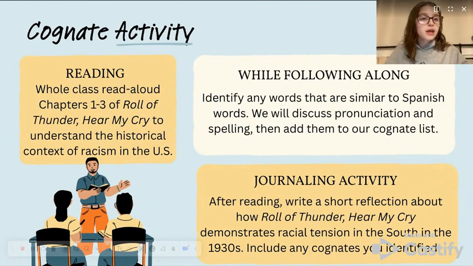And then there's a journaling activity. So the journaling activity is after reading: write a short reflection in your writing journal about how Roll of Thunder, Hear My Cry demonstrates racial tension in the South in the 1930s. And this is where EL students will include any cognates they identified and, again, use them to connect to the context of the story and the context of the lesson.